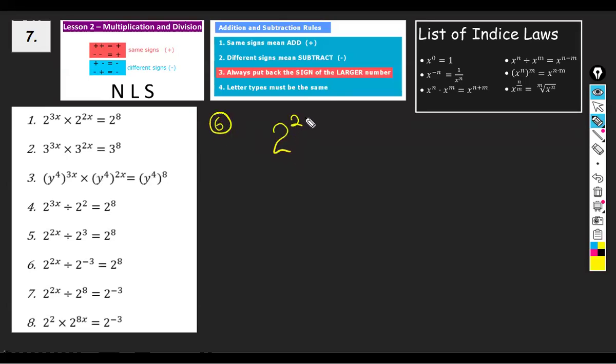Two to the power 2x. This one has a small trick in it. Let's hope you didn't fall for it. 2 to the power 2x divided by 2 to the power minus 3 is equal to 2 to the power 8. Right. So once again, it has a divide. And we know divide means to do what? Minus the powers once the bases are the same.